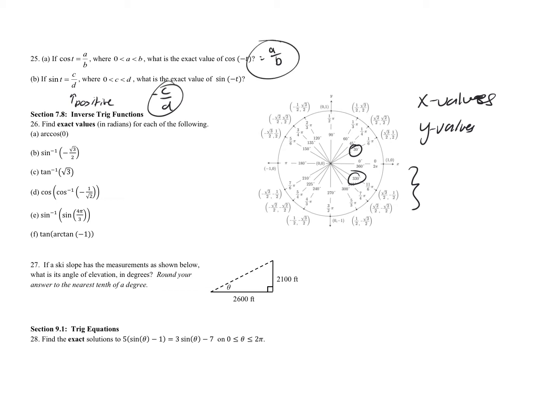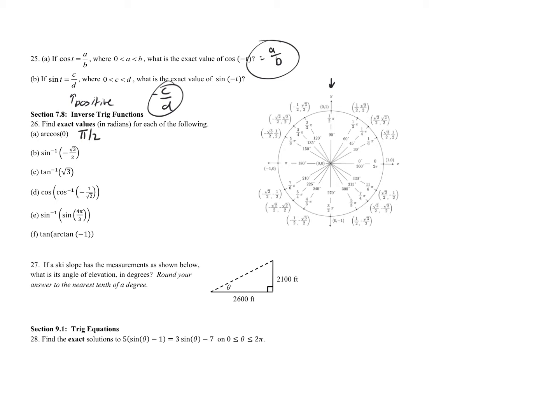All right, on to inverse trig. So 26, we want to find the exact value in radians for all of the following questions. First is arc cosine of 0. So we want to think, what angle gives us cosine of that angle equal to 0? Well, we know at 0 it equals 1, and at pi over 2, this point right here, cosine, or our x, is 0. And so this angle is going to be pi over 2.